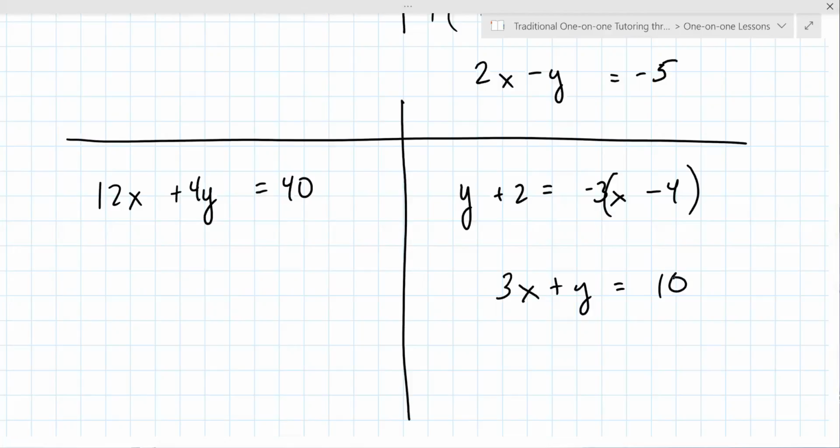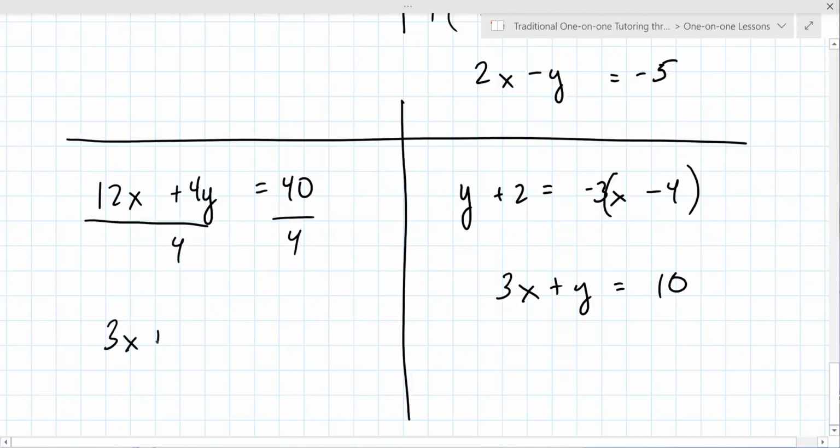You can multiply the other one by 4 though and make them the same. That's right. Or you can divide this by 4 and make them the same. Is it better to do multiplication or division? Either one, as long as you see it.